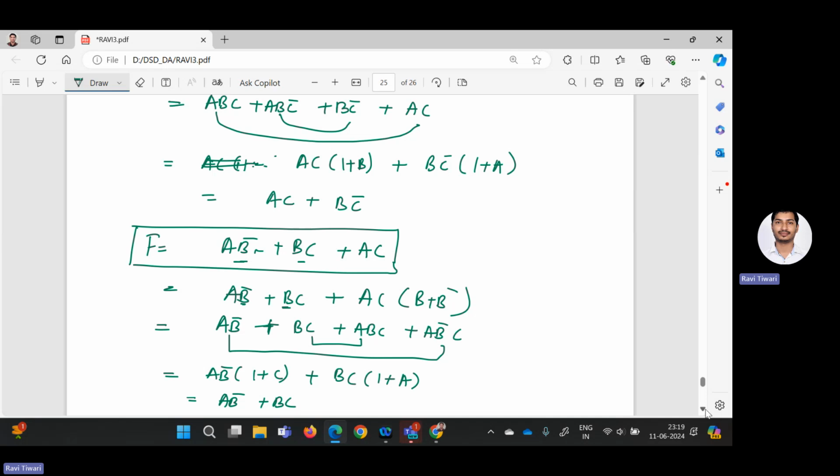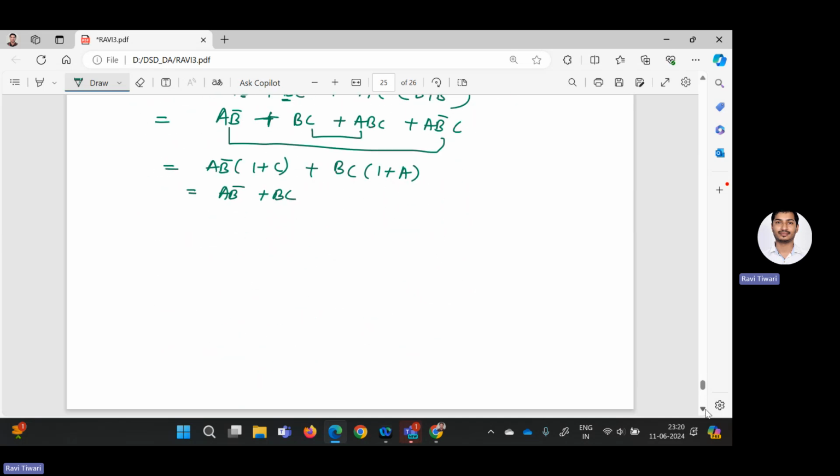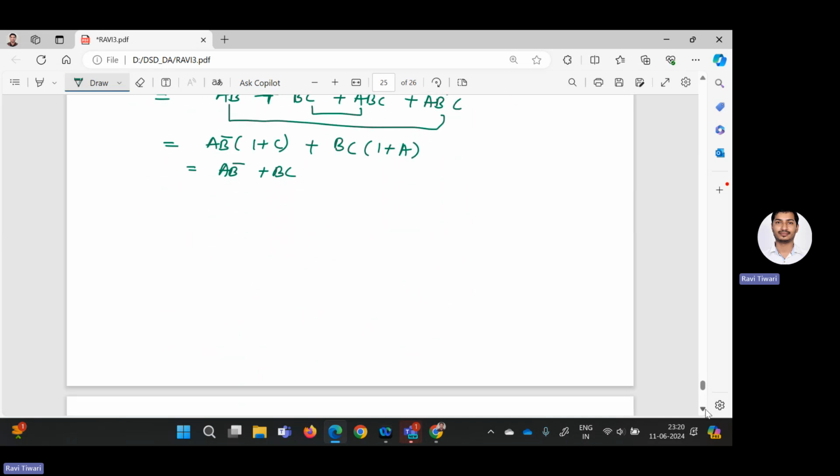Okay, now we will see another question, which is again an important type of question, where we have an expression like this. F is equal to A plus B, A bar plus C, B plus C. Again here, by using the normal theorems, it's not easy to minimize the expression.